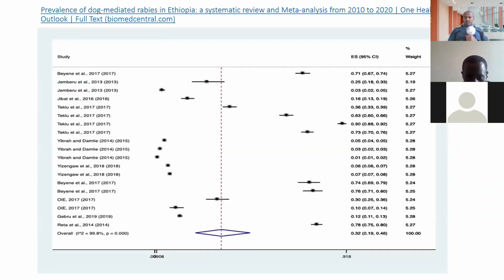So let's have a look at the prevalence of dog-mediated rabies in Ethiopia. This is a systematic review and meta-analysis. So in short, it's almost 72 percent prevalence, which is really endemic in Ethiopia. These are the various studies indicating the prevalence of dog-mediated rabies. The overall pooled prevalence is 32 percent, which is really endemic and still affecting animals and human beings as well.